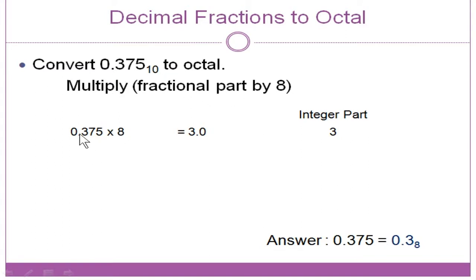So 0.375 into 8, you will get 3.0. You have to repeat this till the fractional part becomes 0, which is what we discussed in the last video also. Now you can see the fractional part is already 0. You take the integer part separately, that is 3, which will be written separately, and the remaining value you got is 0. Since you got the fractional part as 0 in the first step itself, we are going to stop. You are not going to continue beyond this.